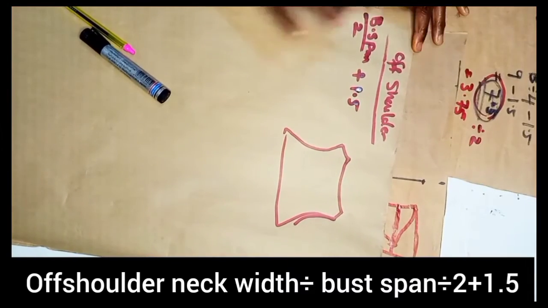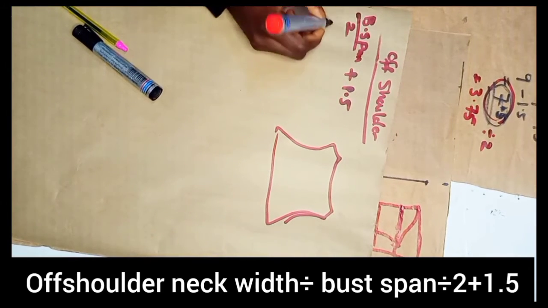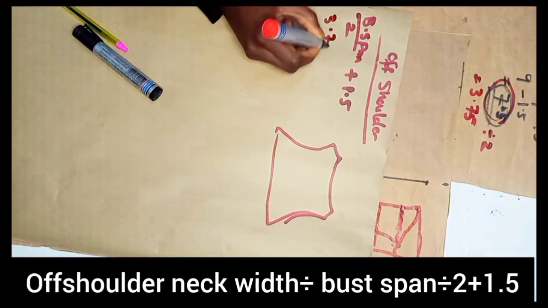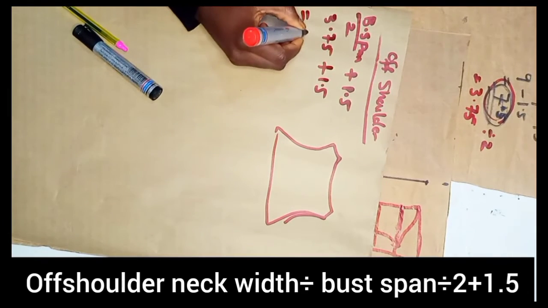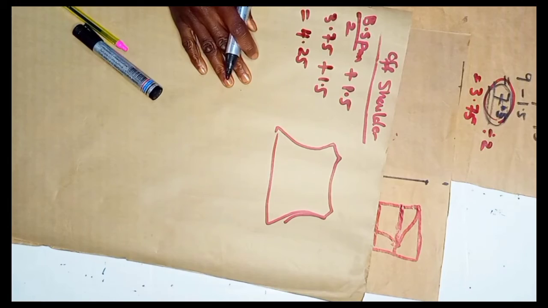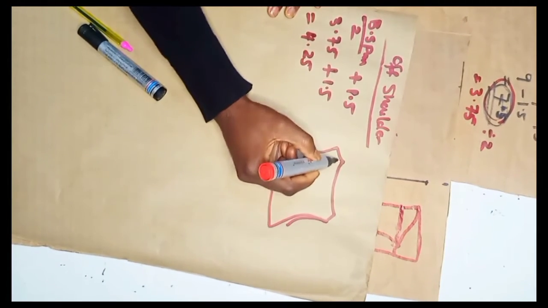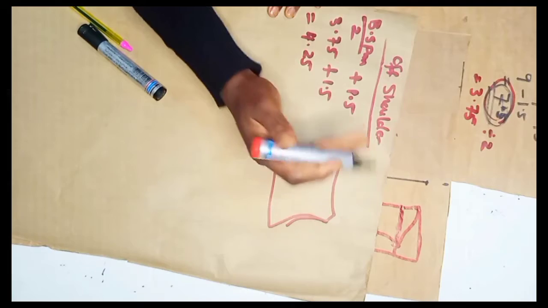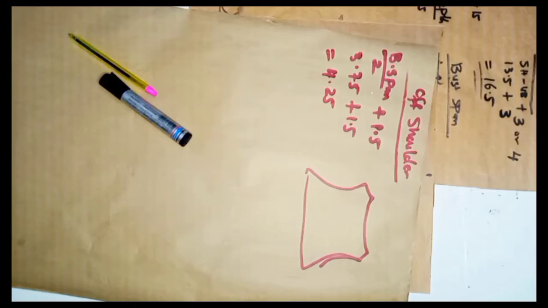The bust span measurement I'm working with is 7.75. So I'm going to divide the 7.75 by 2. 7.75 divided by 2 is 3.75, plus 1.5 inch. When you add this together, you'll have 5.25. So the neck width for the off shoulder dress you'll be making is going to be 5.25. Remember, you're cutting your off shoulder on fold. The neck width you're going to be inserting is 5.25, after which you go ahead to draw your armhole line.